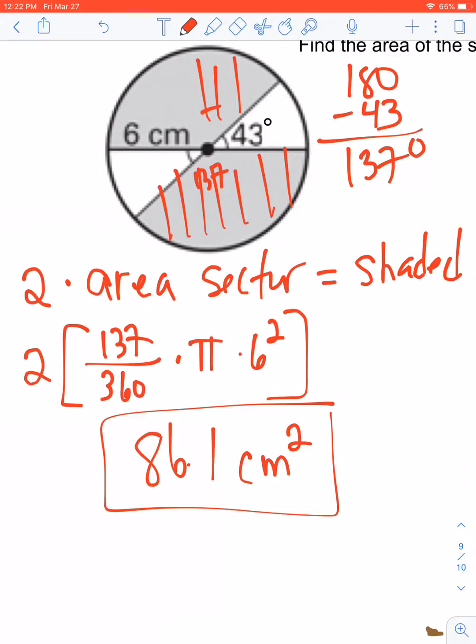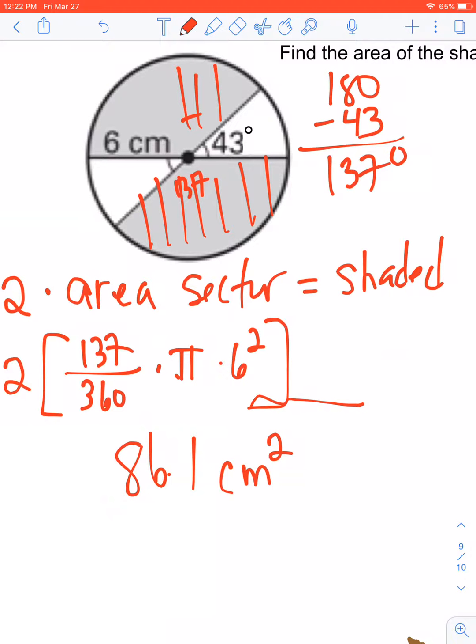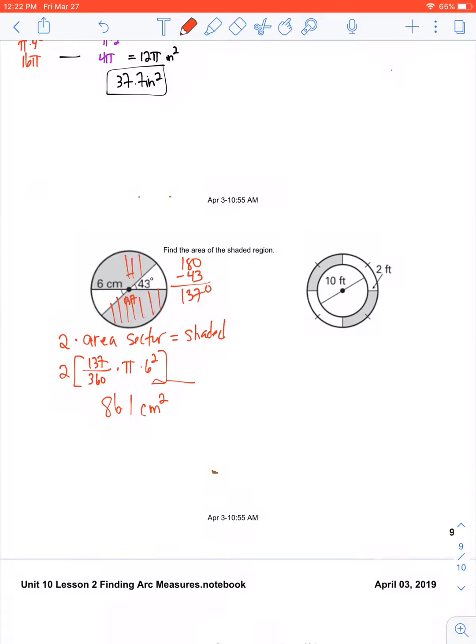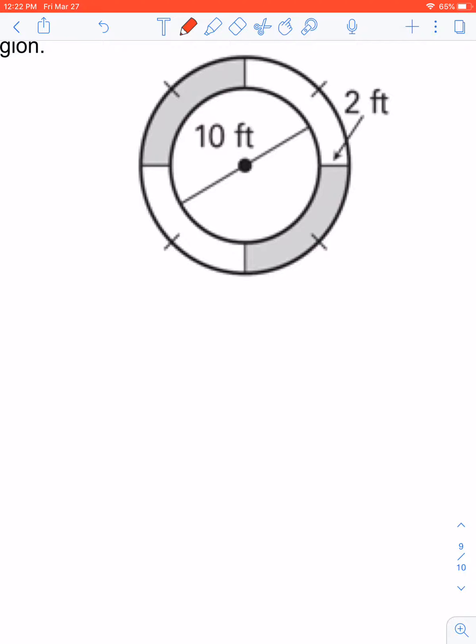All right, friends, we're at the very last problem. Okay, here we go. Last problem. I like this problem a lot. Okay, got to use a little critical thinking here.